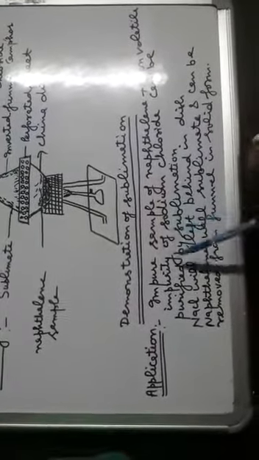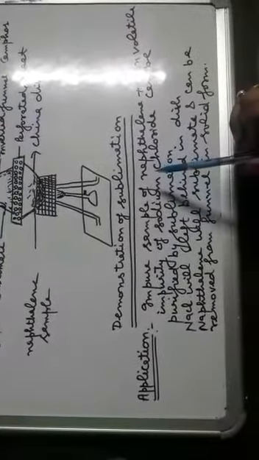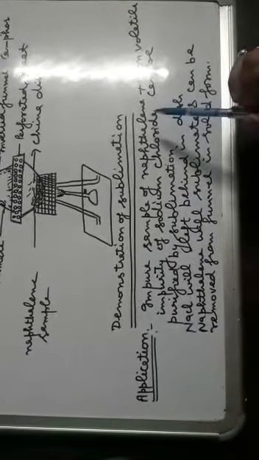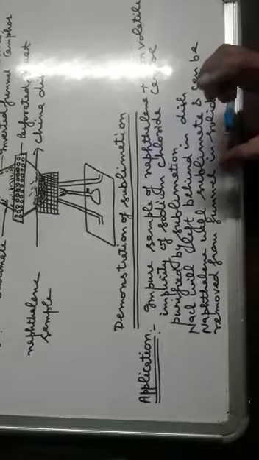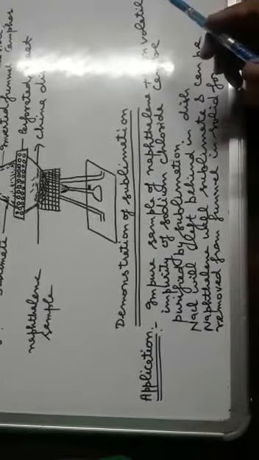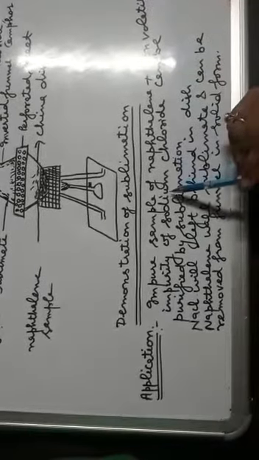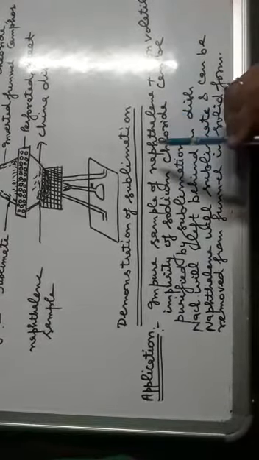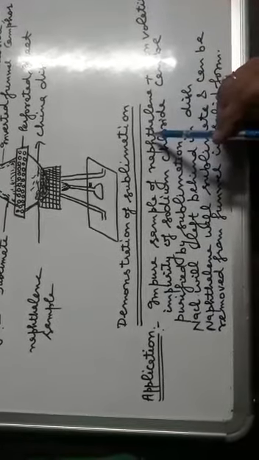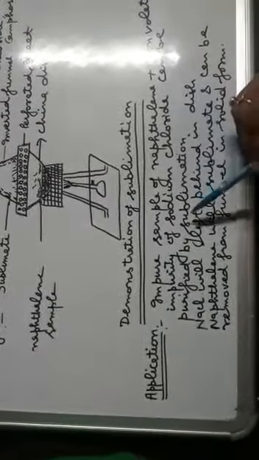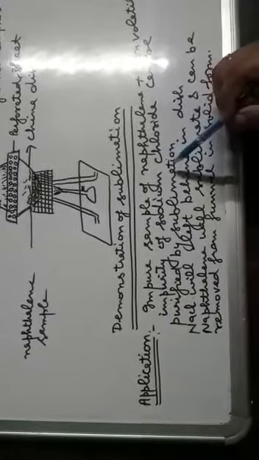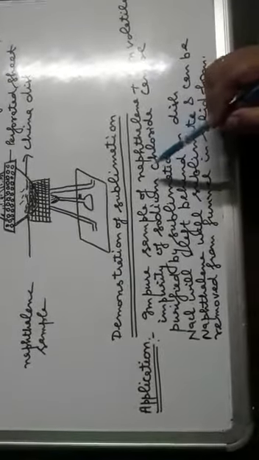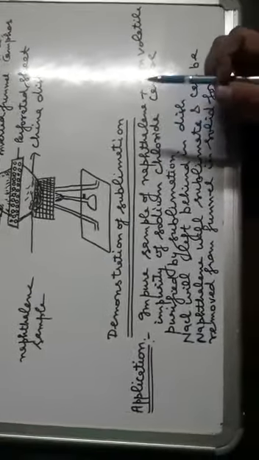If you are given an impure sample of naphthalene in which a non-volatile impurity, meaning vapors of the substance are not formed, such as sodium chloride, is present, it can be purified with the process of sublimation. When you start heating the impure sample of naphthalene and sodium chloride, what do you observe?